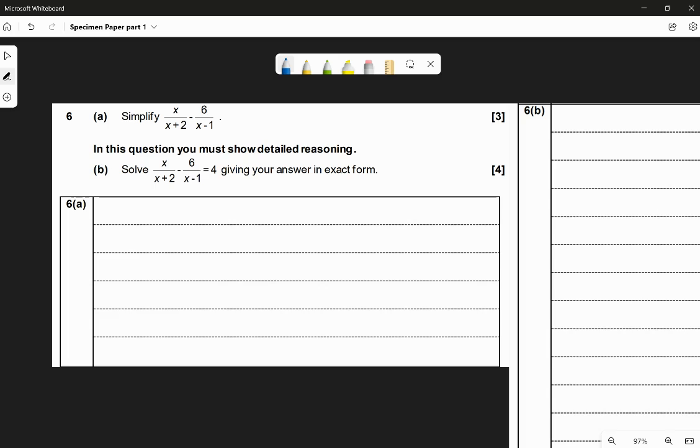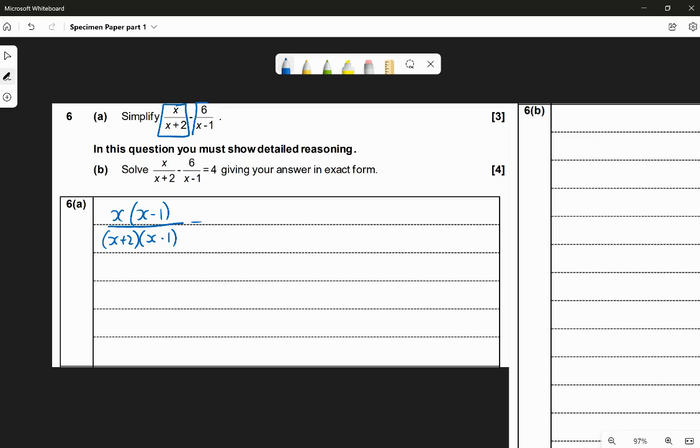So for the left fraction, x over x plus 2, I'm going to multiply the top and the bottom, so the numerator and the denominator, by x minus 1. So I'll get x multiplied by x minus 1 as the new numerator, over x plus 2 multiplied by x minus 1. And I could expand those out, and I will do so in a second.